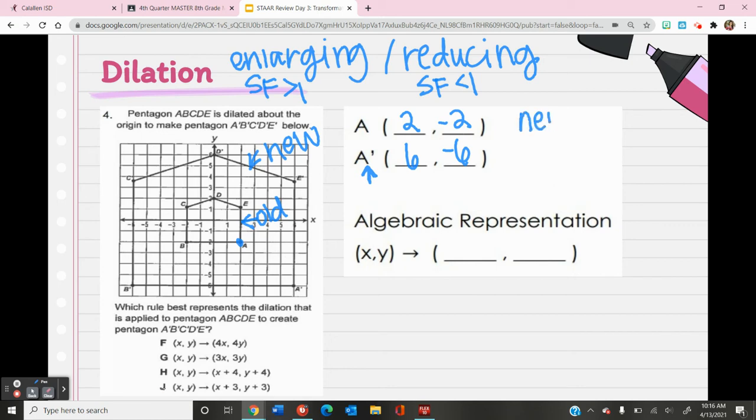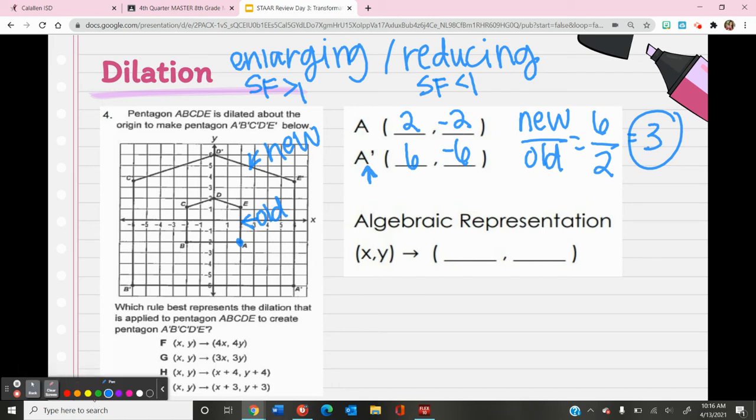So here we want to take our new over our old. Our new x value was 6. Our old x value is 2. And 6 divided by 2 equals 3. So this is telling me my scale factor is 3. So that's one way you can do it. Another way you can do it, I'm going to do this now in, let's go with red.